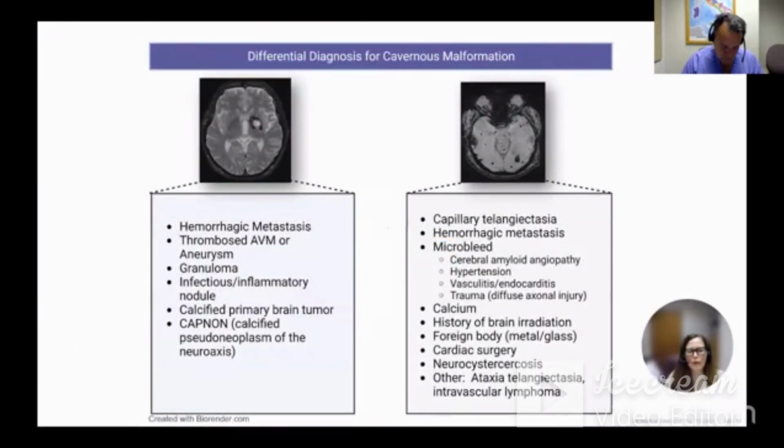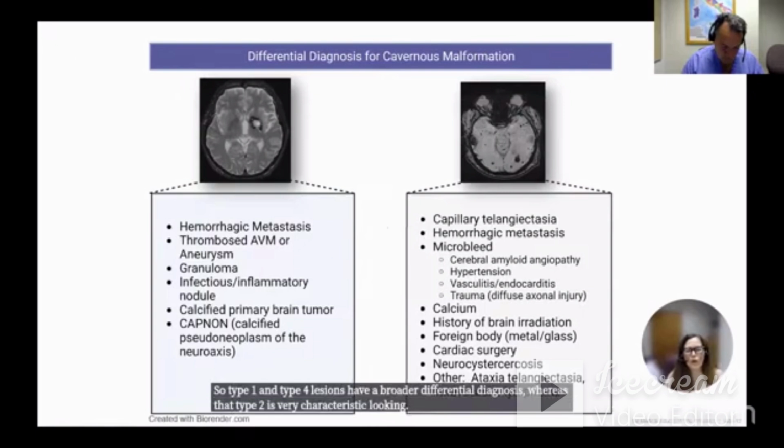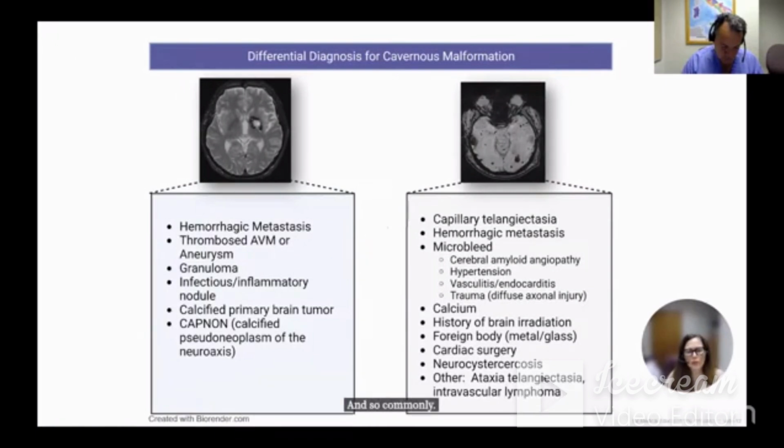So type 1 and type 4 lesions have a broader differential diagnosis, whereas type 2 is very characteristic looking. And so commonly I'm faced with thinking through, is this a cavernous malformation or not when they've acutely hemorrhaged? Or if you see multiple SWI lesions, are we sure it's not something else?